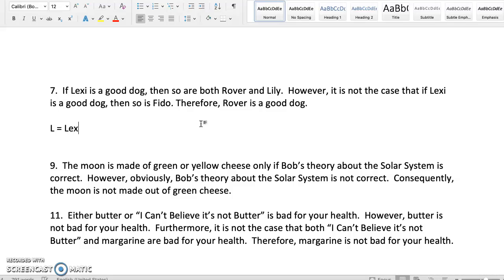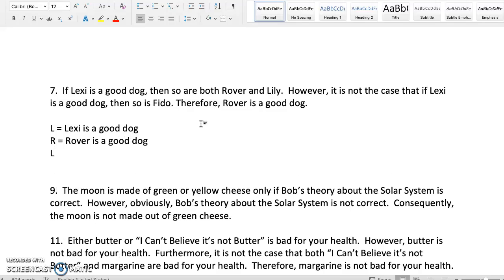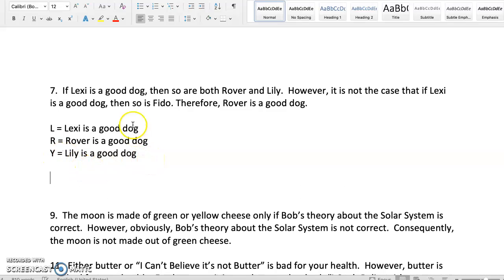So L is going to be Lexi is a good dog. R is going to be Rover is a good dog. And L, which we already have, so we'll have to do something else. Let's do Y for Lily is a good dog. Okay. So it's very important that you don't use the same letter L for both of those sentences since they're different.